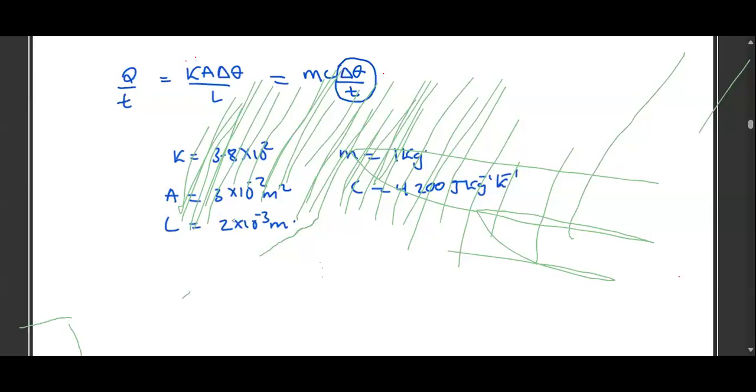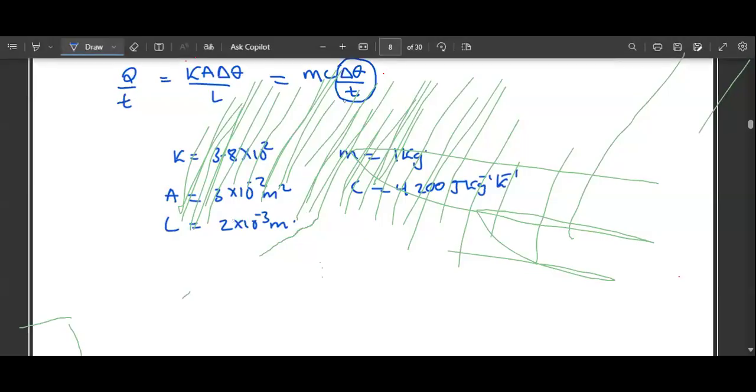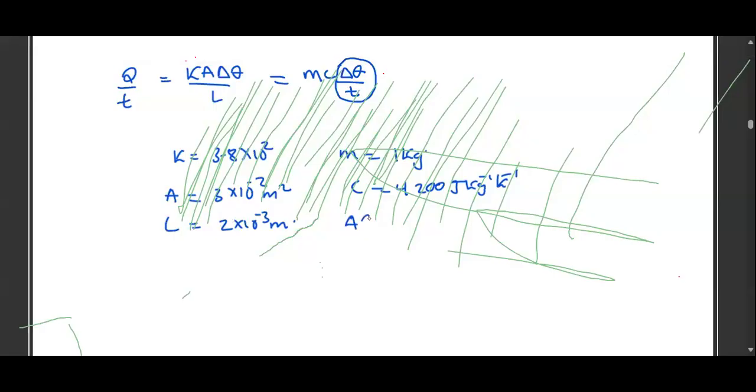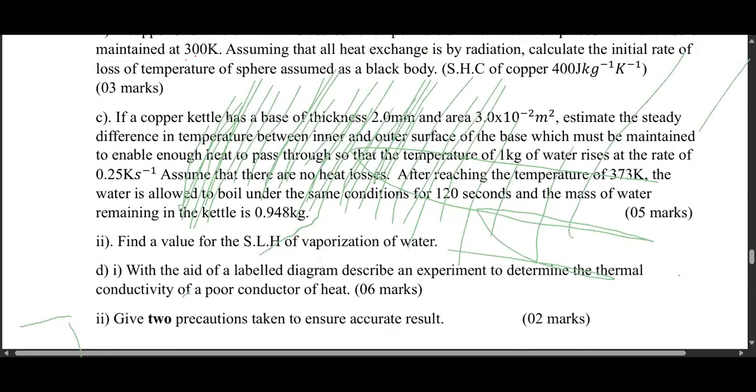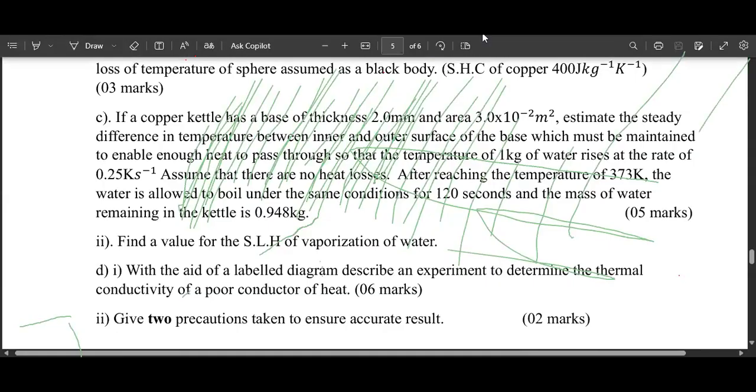Now we can substitute in here. And our delta theta divided by t has been given, if you go back to the question, as 0.25 kelvins per second. That is the rate at which the temperature of the liquid is going to be increasing.